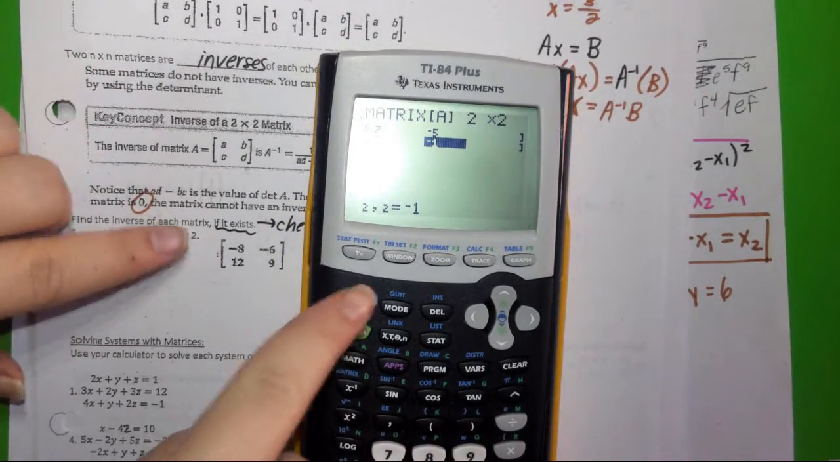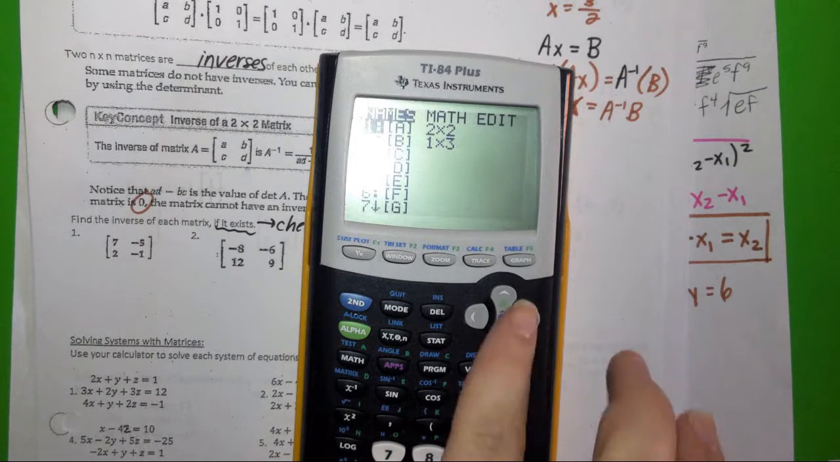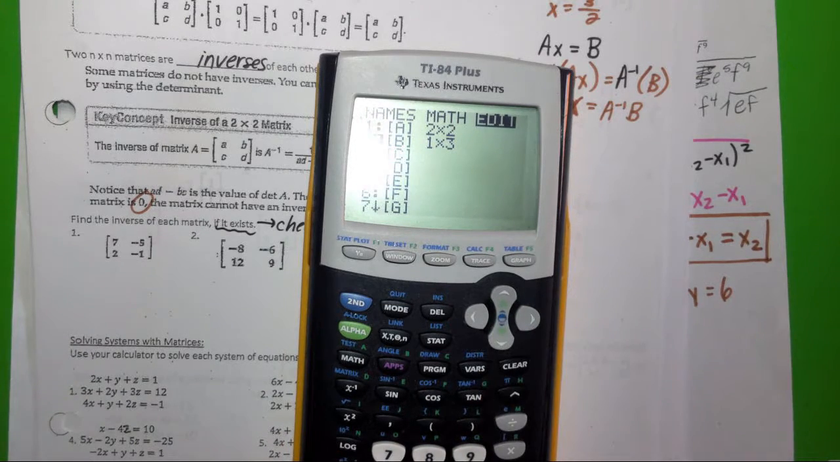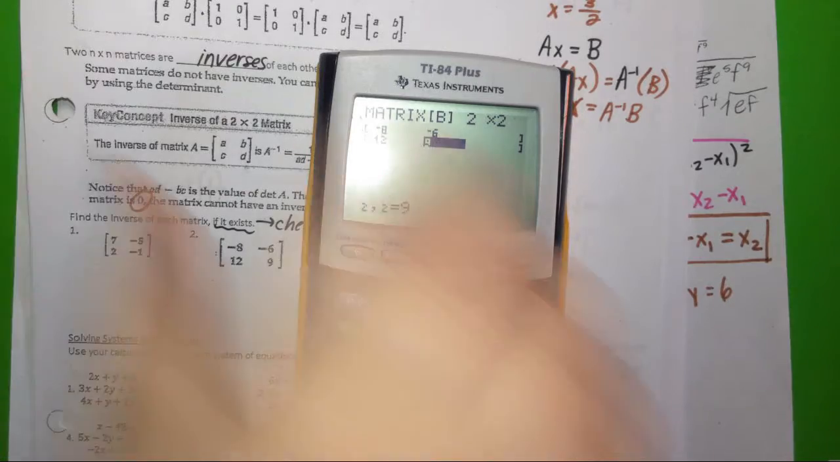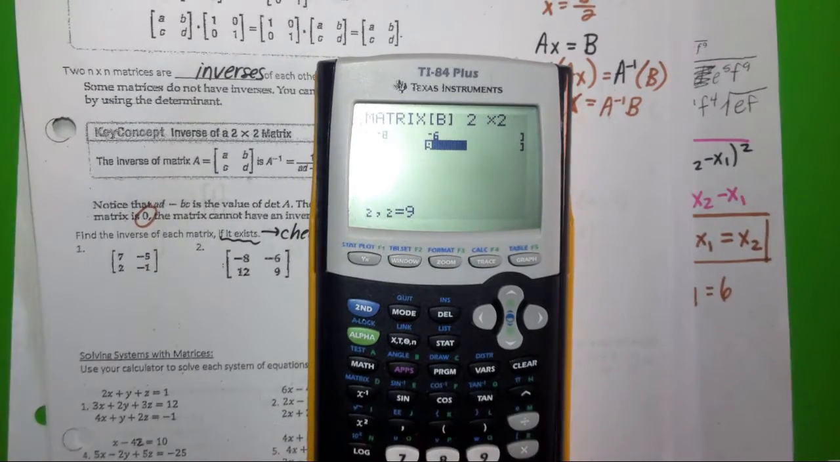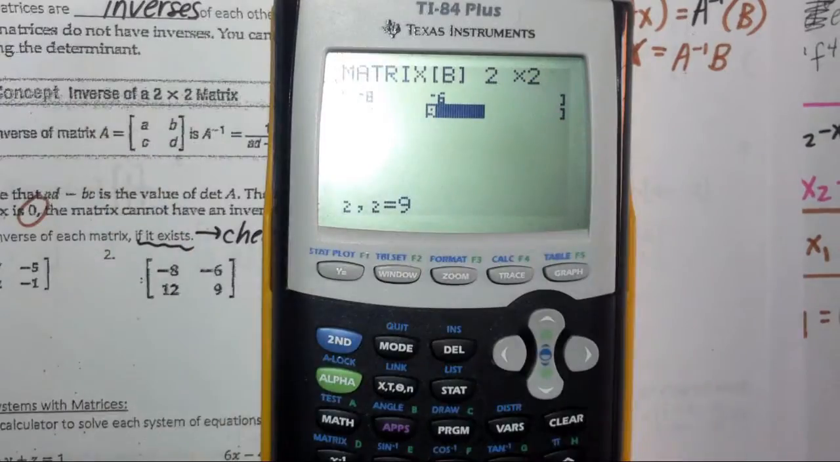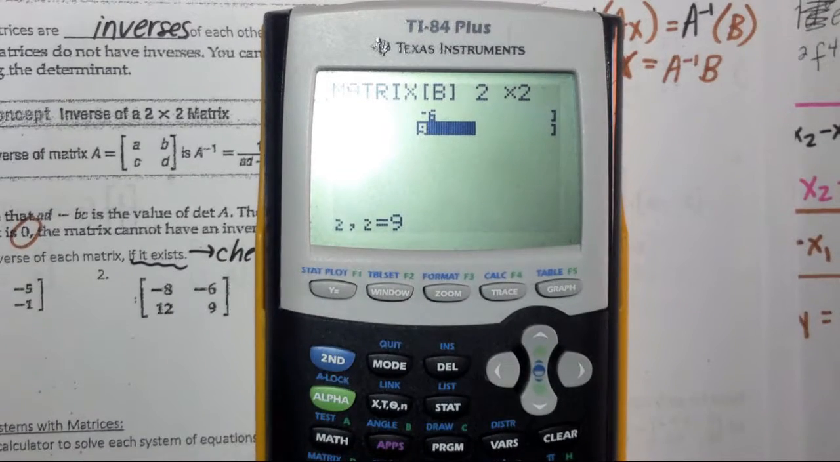We'll type in number 2 and B, so we won't have to keep going back to this. So edit, matrix B. It's also a 2 by 2. It's negative 8, negative 6, 12, 9. Does everyone have number 2 in? No, hold up.